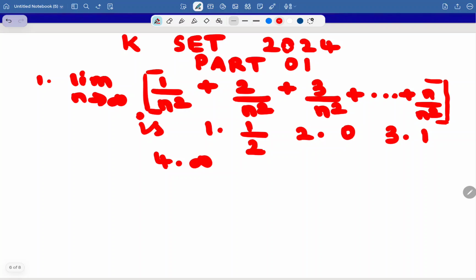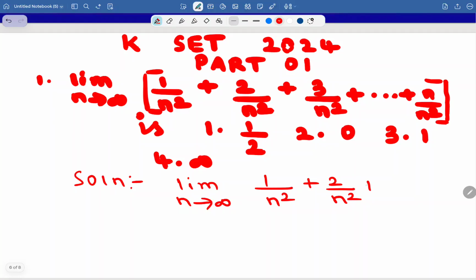We have to find the limit value of 1 by n square plus 2 by n square plus 3 by n square, up to n by n square. Whether the first option 1 by 2, second one 0, third one 1, fourth one infinity. Solution. What is given? Limit n tends to infinity 1 by n square plus 2 by n square plus 3 by n square plus n by n square.